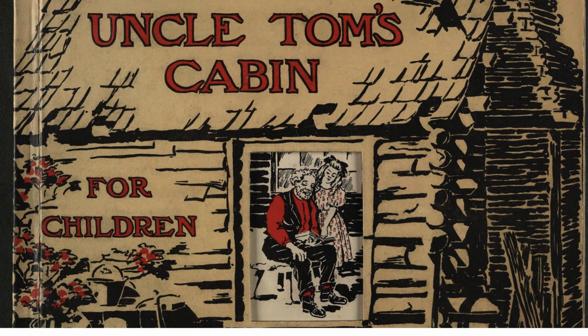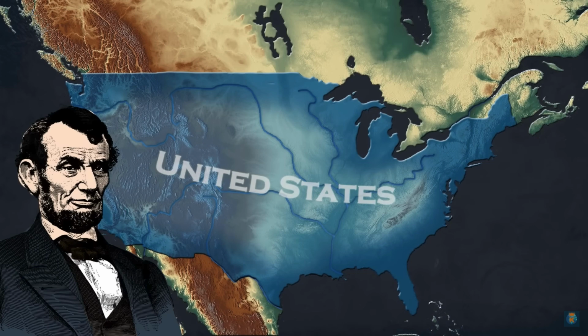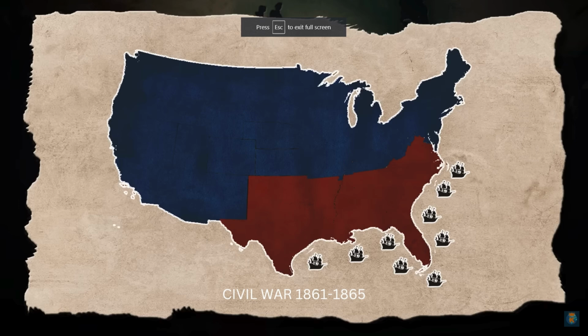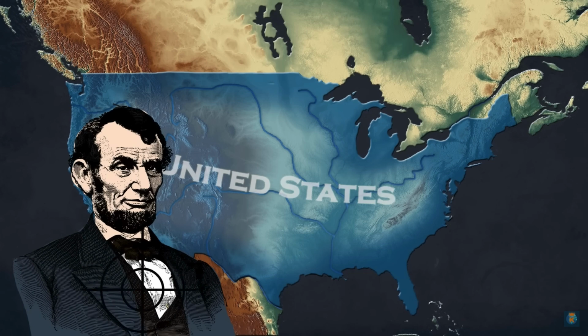The election of Abraham Lincoln as president in 1860 on a platform opposing the expansion of slavery led to the secession of southern states and the formation of the Confederate States of America. Civil War erupted in 1861, pitting the Union States against the Confederate States in a bloody conflict that lasted 4 years.